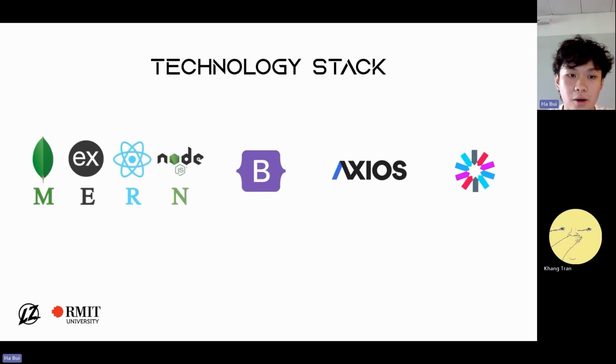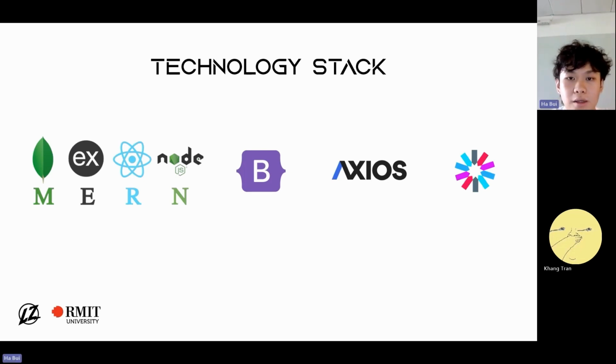Talking about our technology stack, we basically use the MERN stack: Mongo for our database, Express, React, and Node. For styling, we utilize Bootstrap and also its library, React Bootstrap. For the communication between our server and the browser, we use Axios, which is an HTTP client for JavaScript, and also JSON Web Tokens for encoding and decoding.